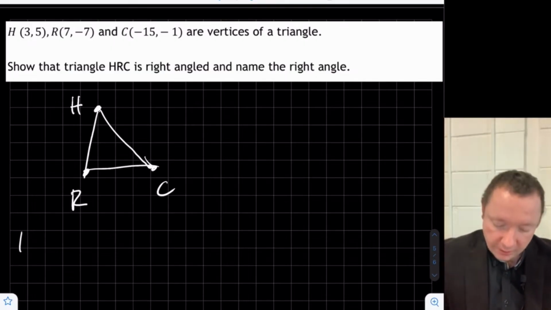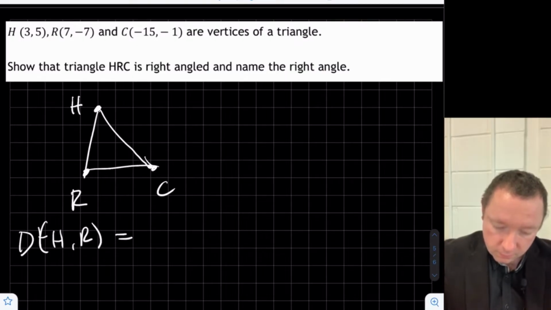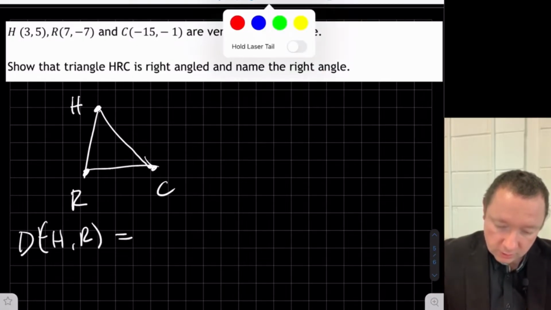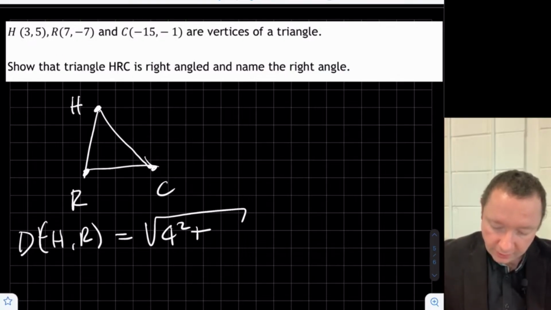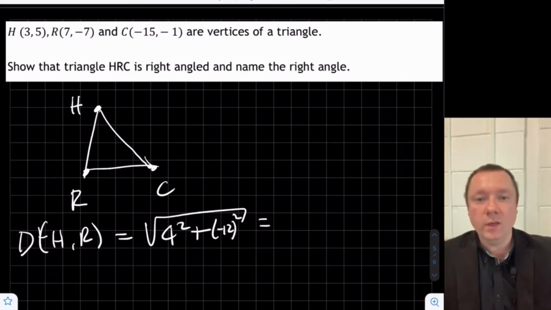So the distance from H to R, we've got 7 take away 3, 4 squared, plus minus 7 take away 5, minus 12 squared. 4 squared is 16, 12 squared is 144, so that's 160.